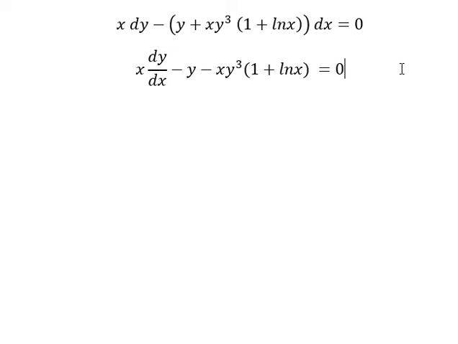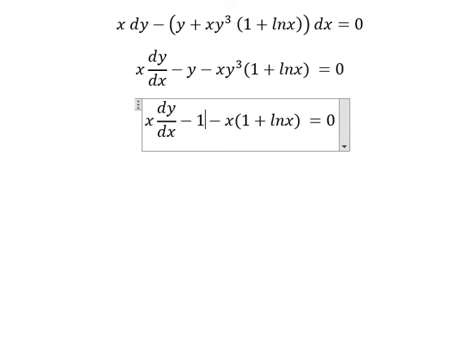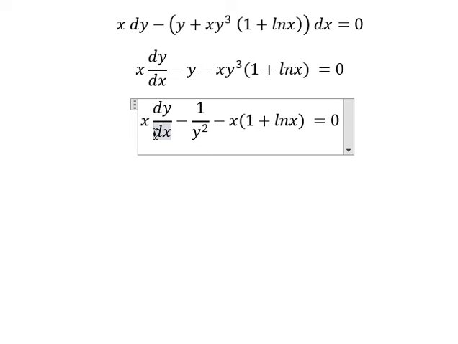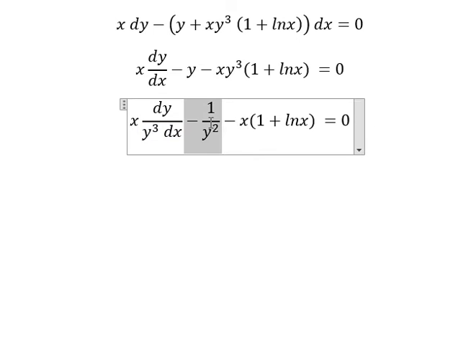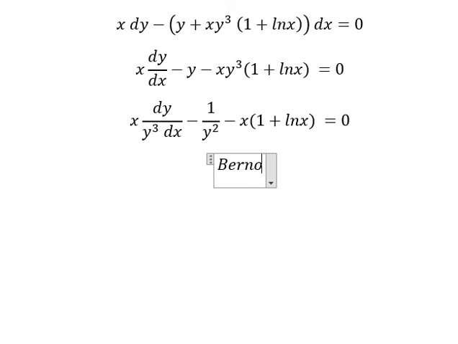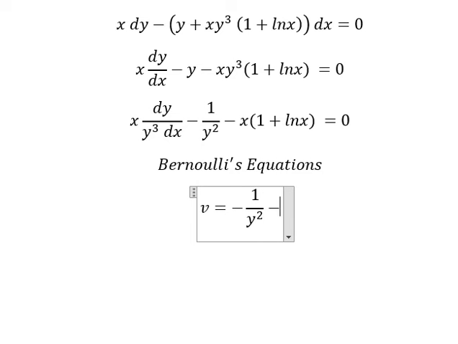Next, we divide both sides by y to the power of 3. Next, we have negative 1 over y squared and dy over y to the power of 3 dx. This is about Bernoulli's equation. So I will put v equals negative 1 over y squared.